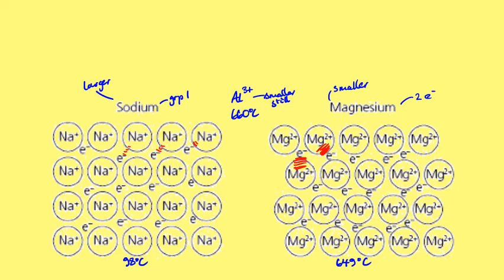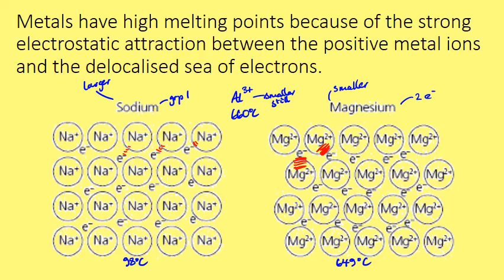And so we can summarize the point of this slide with the title here. So we're saying that metals have high melting points because of the strong electrostatic attraction between the positive metal ions and the delocalized sea of electrons. So they'd be the negative, and obviously the metal ions are positive.